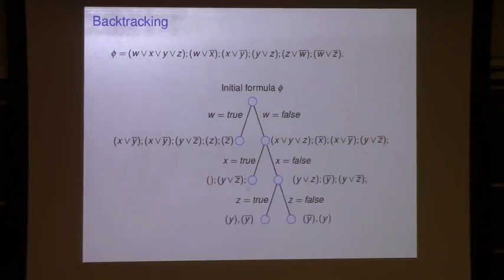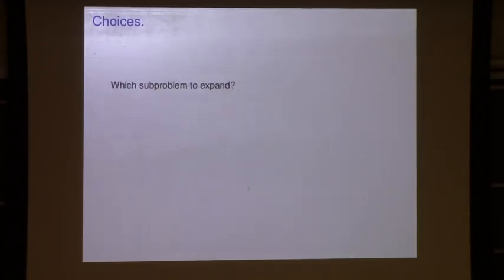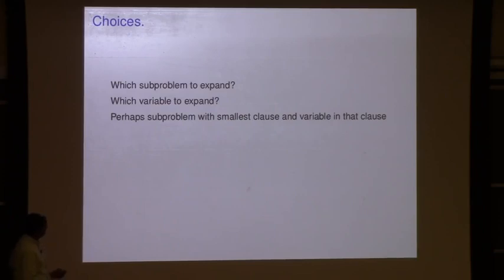Okay, any questions? Okay, so now there are some choices you can make. Which subproblem to expand? Which variable to expand? Perhaps, one heuristic is you use the subproblem with the smallest clause, and then choose some variable in that clause. Okay? Because that's going to get you to the contradiction fastest. If you remove all the variables from a clause, you know that whole path is dead.